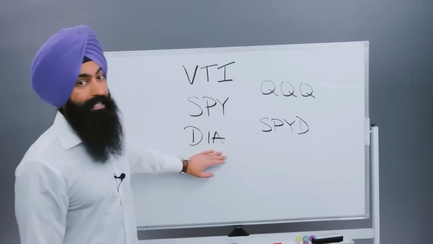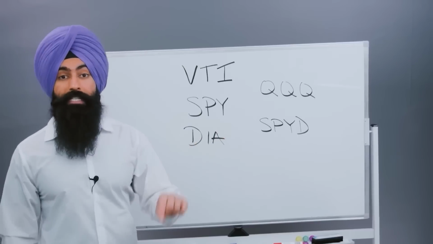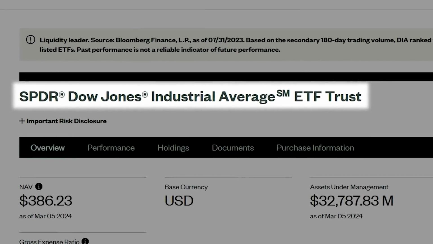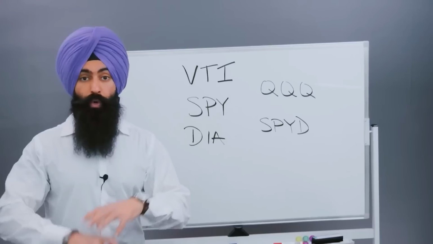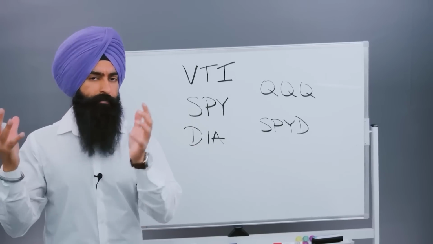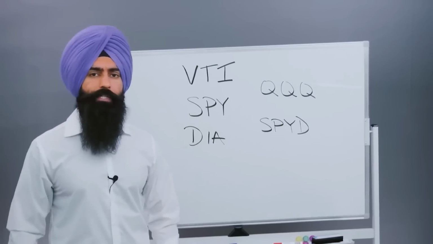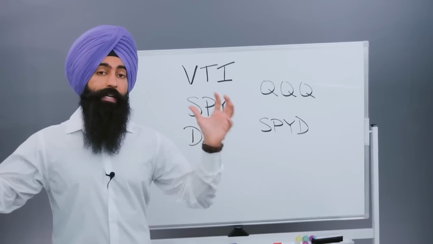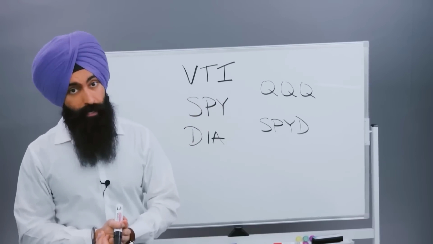Then you have funds like DIA. This is an ETF that gives you exposure to the Dow Jones Industrial Average. This is one of the most popular and the most well-known and one of the most historical types of funds out there. The Dow Jones Industrial Average is a group of 30 different types of companies on our stock market.